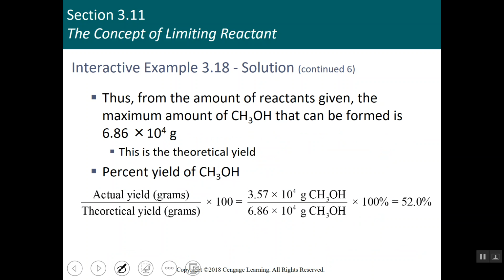Now our percent yield. In our prompt, it said this is how much we obtained. So that was our actual yield divided by our theoretical yield times 100, and it gave us 52% yield. And that's actually a very high yield for a synthesis reaction.